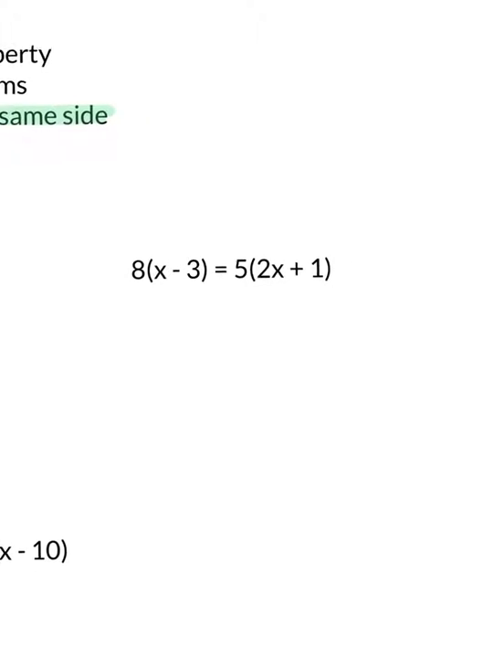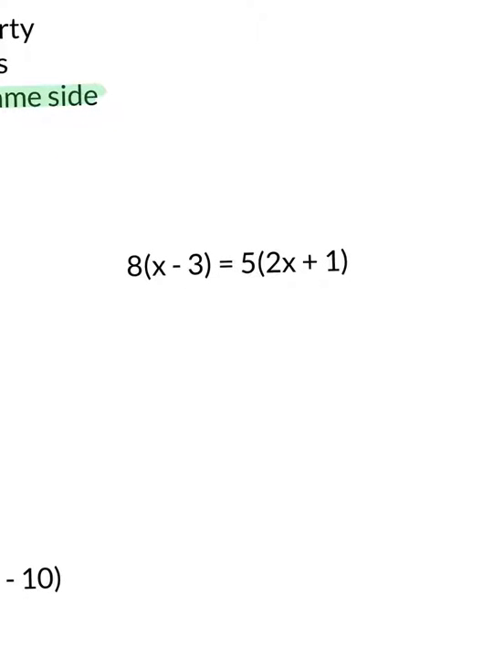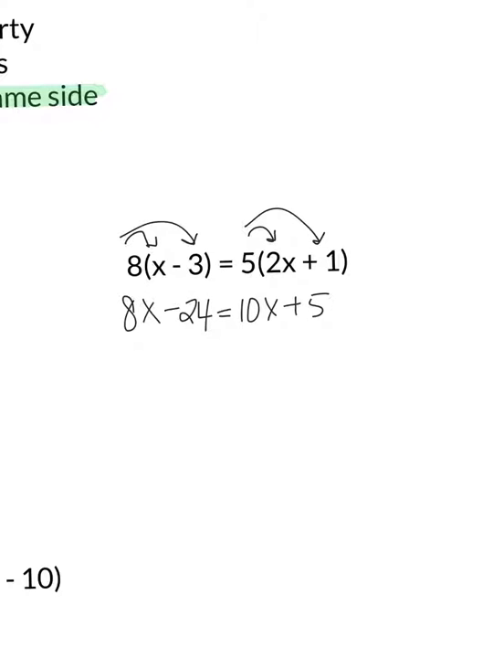So looking at this next one, step 1, distributive property. I have distributive property with this problem. So I am going to distribute my 8 to both terms, here and here, and I'm also going to distribute my 5 to both terms, here and here. So 8 times x is 8x. 8 times negative 3 is negative 24. Drop down my equals. Now I have 5. 5 times 2x is 10x. 5 times 1 is 5.